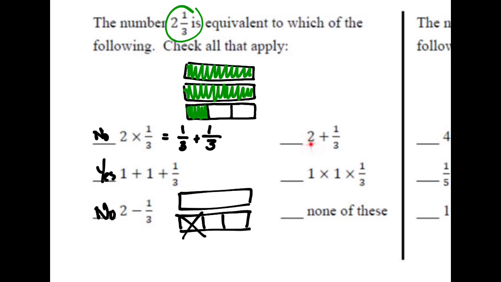Okay, so the top one, if I start with 2 and I add 1/3 to it, here's my 2, and I'm going to add 1/3 to it. That one's fine. And 1 times 1/3. Okay, 1 times anything is the other number. 1 times 5 is 5. 1 times 3 is 3. 1 times 57 is 57. So 1 times 1 is 1. So 1 times 1/3 would be 1/3, not 2 1/3. So that one is wrong. So none of these is also wrong because I got 2 yeses.